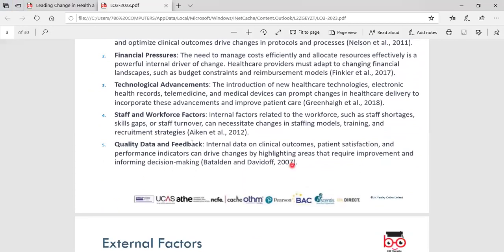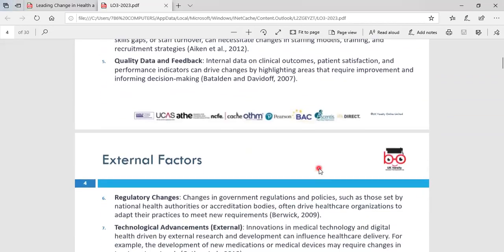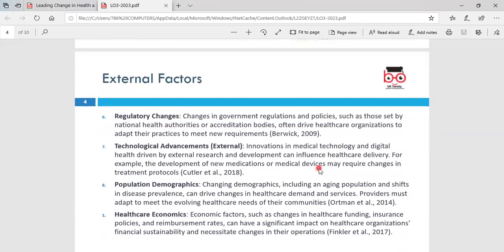Data quality, data and feedback. Internal data on clinical outcomes, patient satisfaction, and performance indicators can drive changes by highlighting areas that require improvement. So you have internal and external audits.